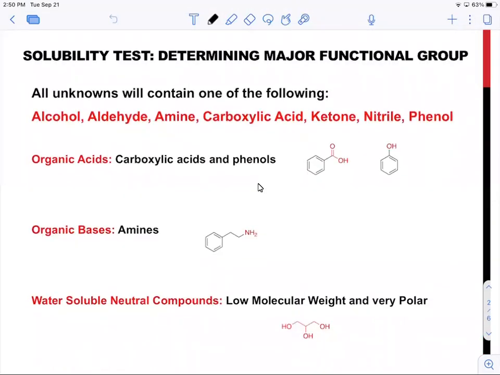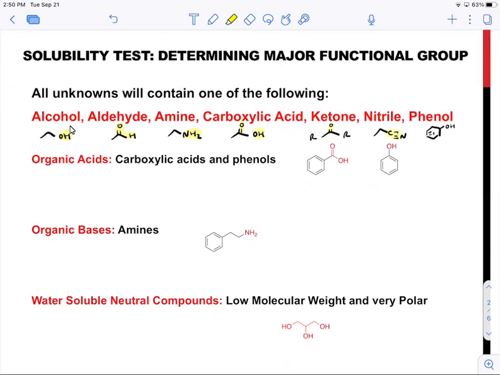So when we think about using solubility tests to identify the functional groups present, let's first consider the functional groups that might be in your molecule. So it's possible to have an alcohol, aldehyde, amine, carboxylic acid, ketone, nitrile, or phenol as part of your molecule. So the list that's provided in the lab manual arranges the various possibilities according to the functional groups present.